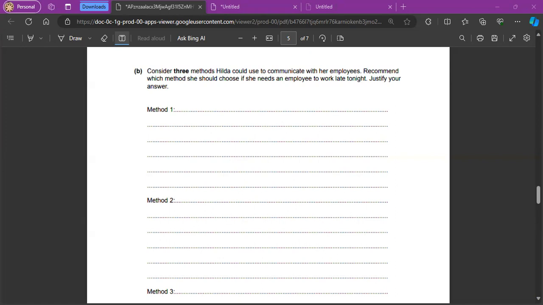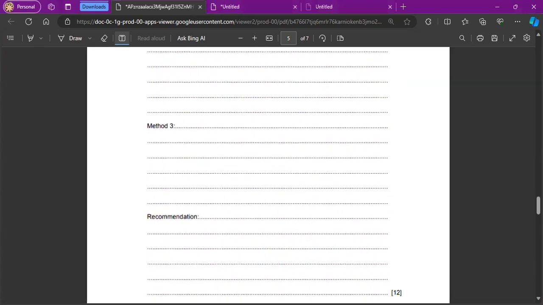Then lastly, I would probably choose method three. I would choose notice board. Notice board is a cheap method, and if you place it somewhere where everyone passes by, maybe when they're coming in the morning, it can be seen by many staff. So it's a very effective way, but this does not guarantee that it has been read, and obviously there's no chance for feedback as well. So those are the disadvantages of notice boards.